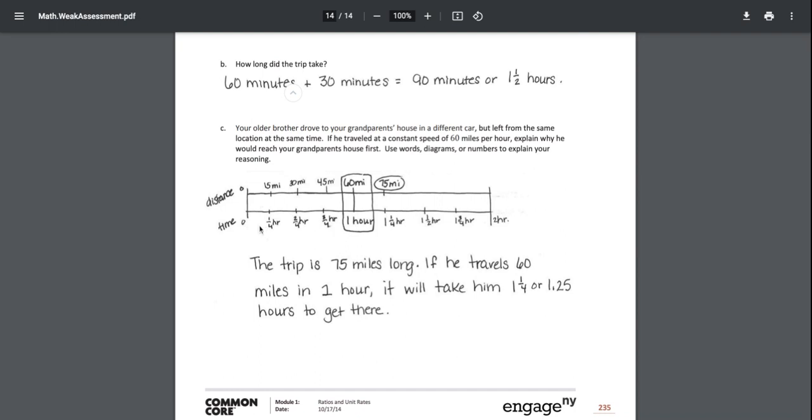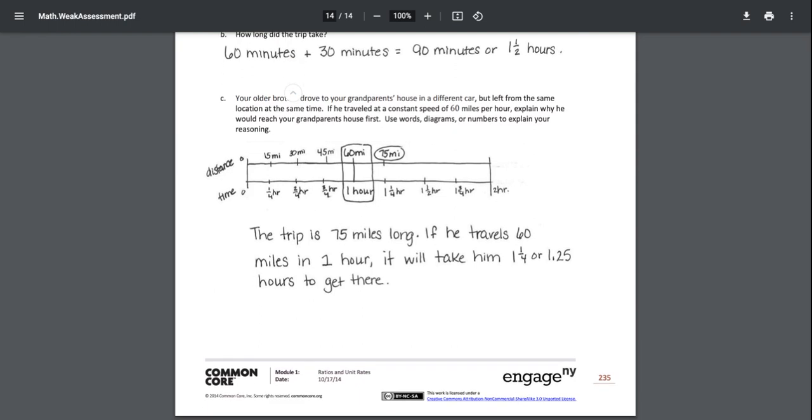60 in 1 hour, there's quarters. I broke it down, I divided it by 4. He's traveling 15 miles every 15 minutes, or 1/4 hour. So that's 75 miles in 1.25 hours, or 1 hour and 15 minutes. That's why your brother got there first.